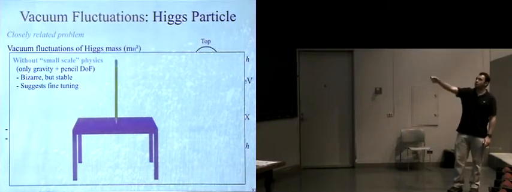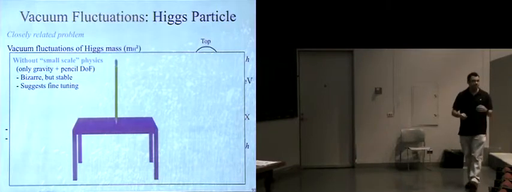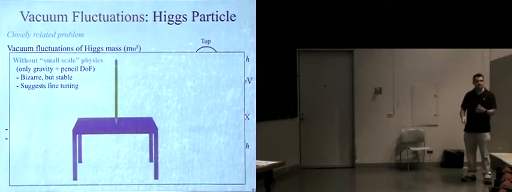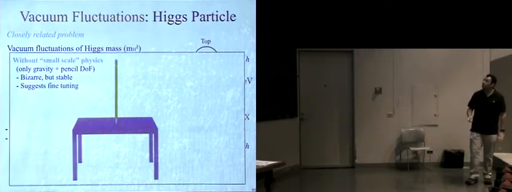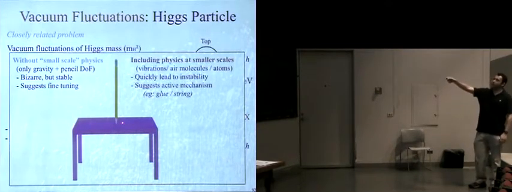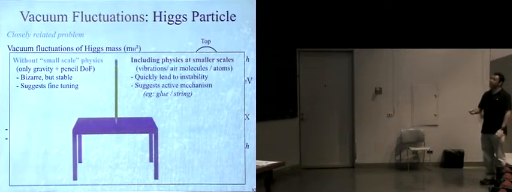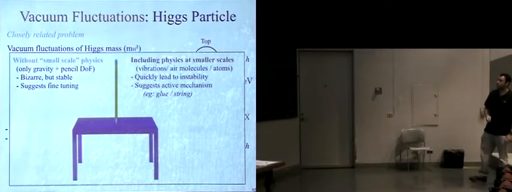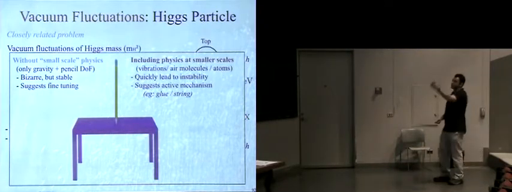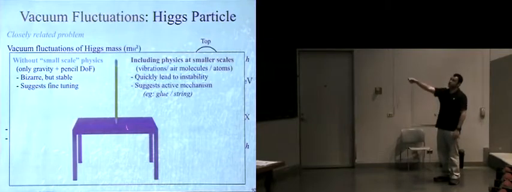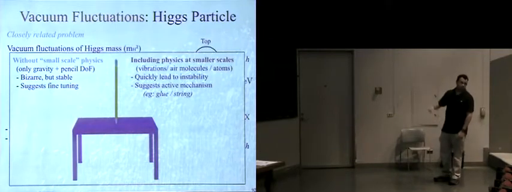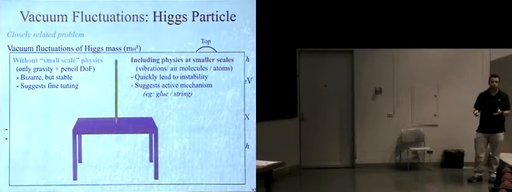But now, if we turn on this small scale physics, so the fact that there are sound waves in the room and vibrations at the table, even if you got it to this place, it would rapidly become unstable. Any kind of vibrations or air molecules, even just atomic motion, would quickly lead this pencil to fall over. So if you saw this, and we know that these things exist, if you walked into a room and saw this, it really suggests an active mechanism.